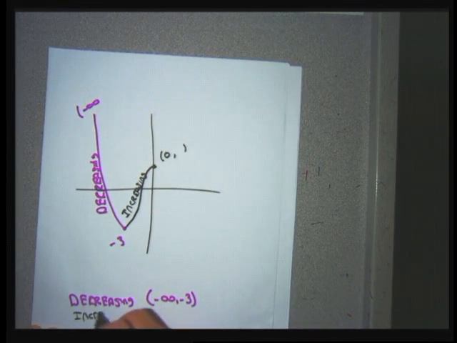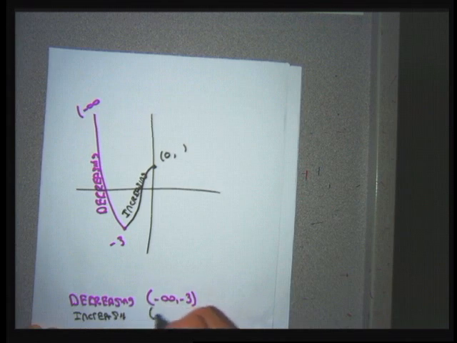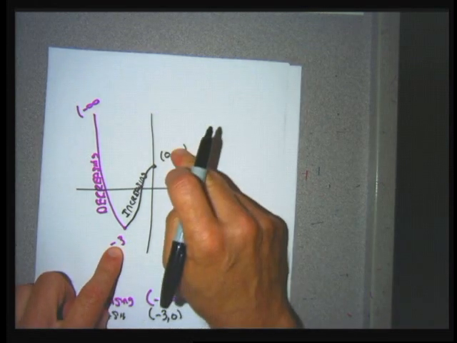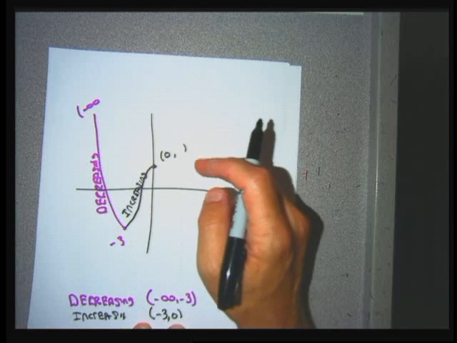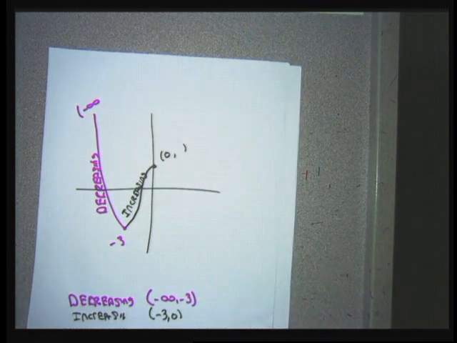So in my increasing and decreasing answer to this question, I'm going to say that this graph is increasing in the region between the local minimum and the local maximum, from negative 3 to 0. I put all round brackets on increasing and decreasing because at the place where it bends, it's not increasing or decreasing anymore.